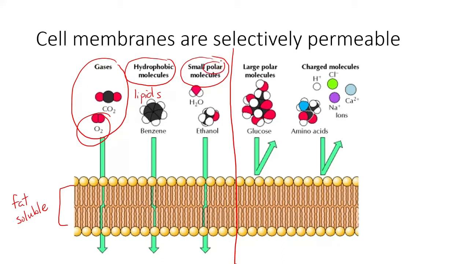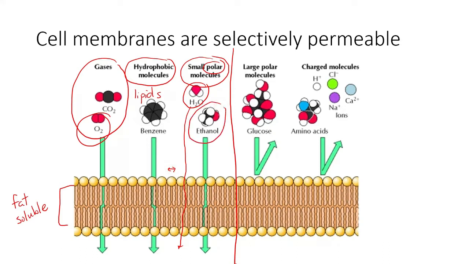Now, polar molecules don't get along real well with the fats, right? They're not fat soluble, they're water soluble, especially water because it is water. But it's small enough that some of it can slip through the cracks here as these phospholipids kind of jostle around. So a little bit of water gets through.